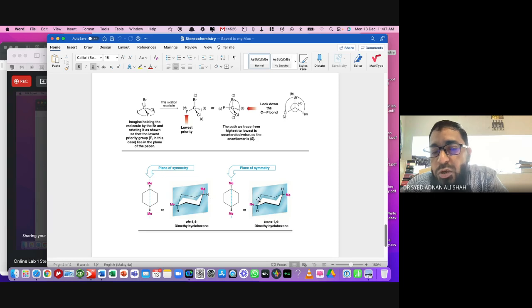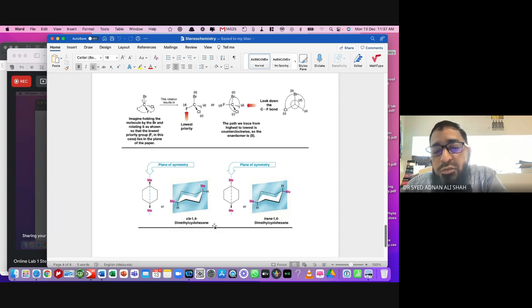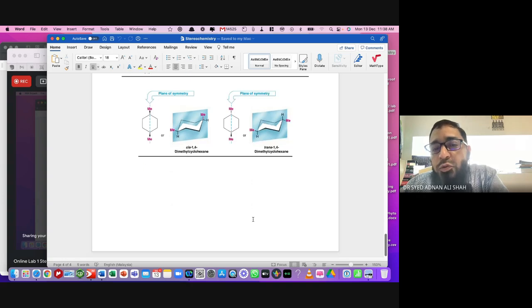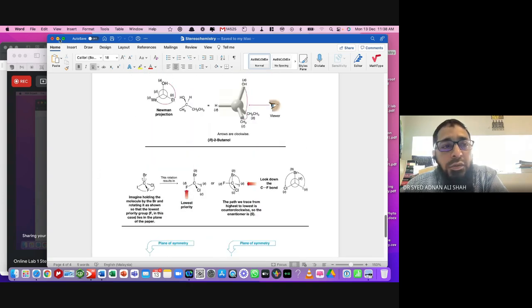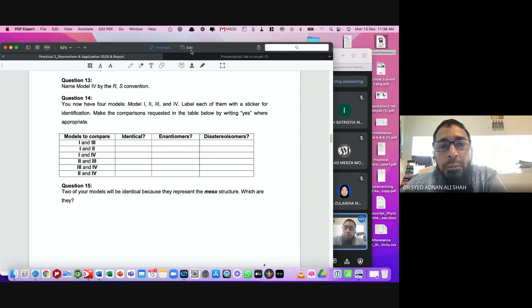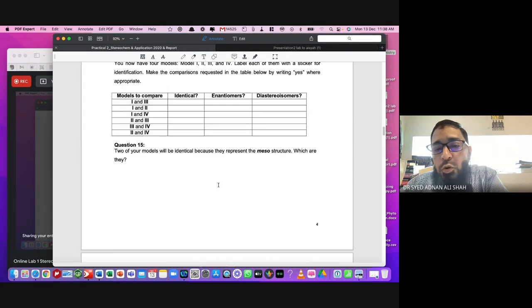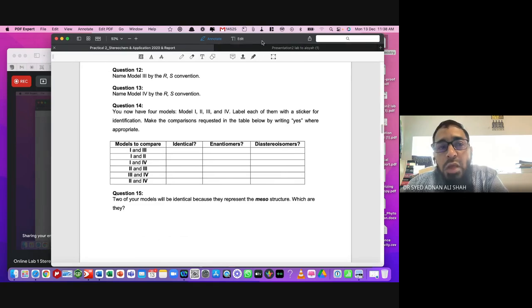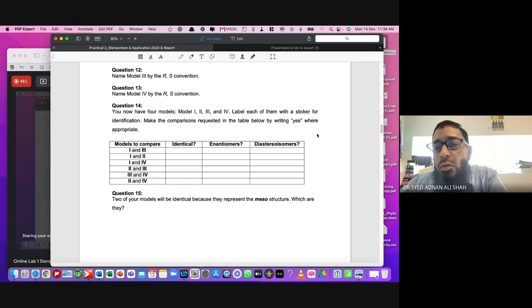This molecule also has the plane. Cis and trans both have the same plane of symmetry, right? If you put the plane, they are symmetrical in nature. So this is a molecule having a plane of symmetry. These compounds are called meso compounds, right? If the molecule has a plane of symmetry, it is called a meso compound.